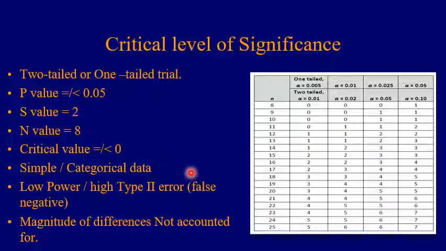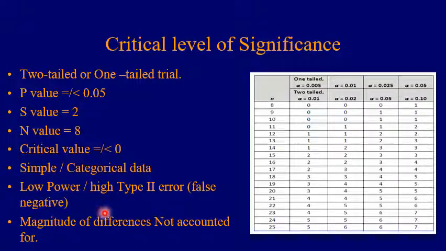And this is one of the limitations of the sign test. It has a low power. It has a high type 2 error. It can have false negative. The new technique may actually be better than the standard technique, but we are not able to prove it because of the low power. We cannot see the statistical difference between the two sets of data.